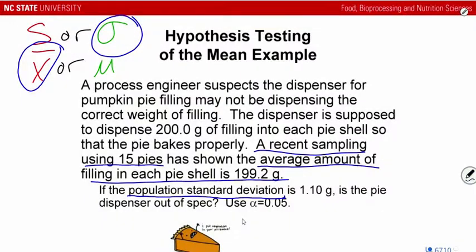Now, if we focus on the 200 grams of filling, the dispenser is supposed to dispense 200 grams of filling. So that's the specification for the lot. In that case, are we talking about the X bar or the mu? The mu, exactly.